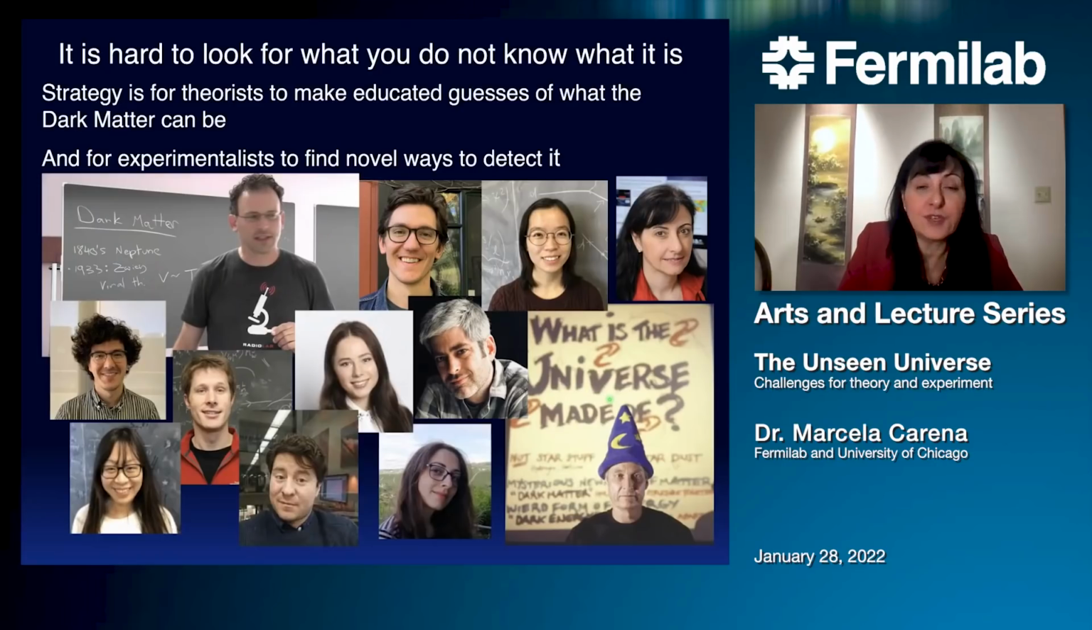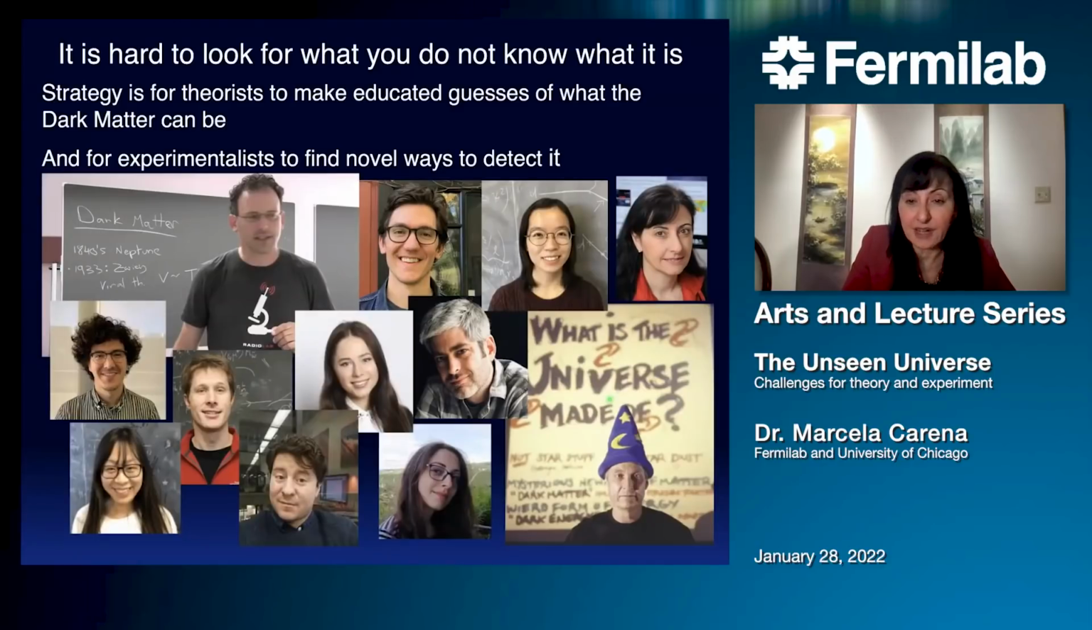Okay, it's hard to design an experiment to look for something when you don't know what it is. So the strategy we have is for theorists to make educated guesses of what the dark matter can be, and for experimentalists to find many novel ways to detect it. Both theorists and experimentalists work close together to find the solution to this big mystery. Here are some theorists at Fermilab, not all of them, who spend a big part of their time thinking about what dark matter is.